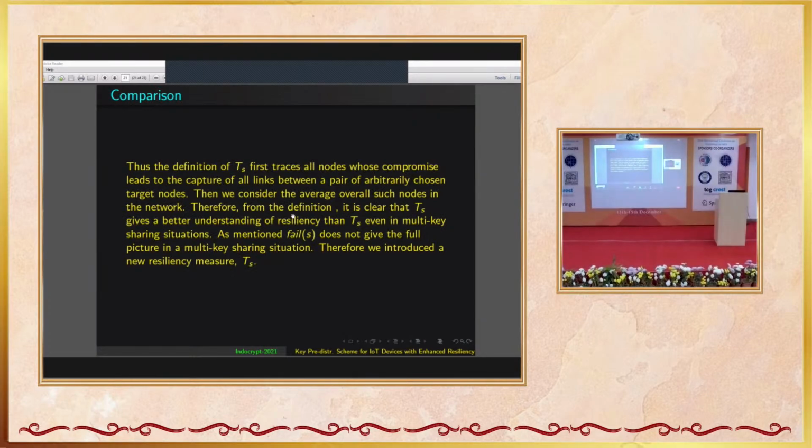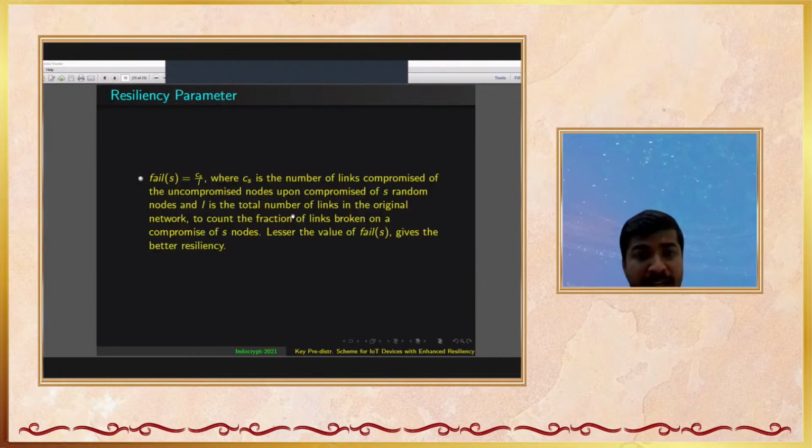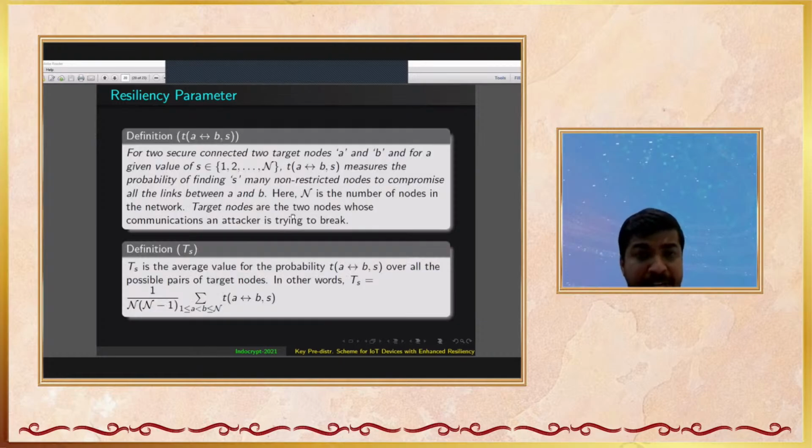Yeah. So FLS is the proportion of two numbers, CS and L. CS is the number of links compromised among the uncompromised nodes upon compromise of X random nodes, and L is the total number of links in the original network. But we introduce a new resiliency parameter, capital TS. For capital TS, we introduce TAB,S.